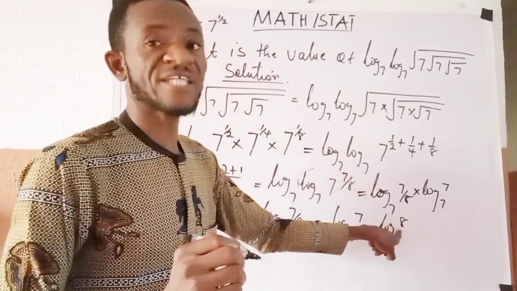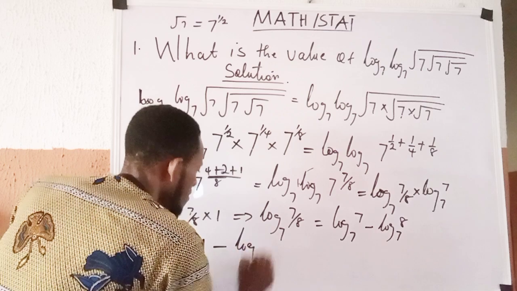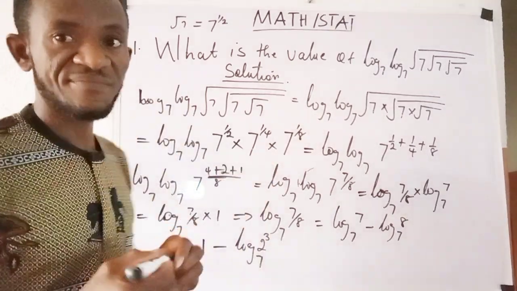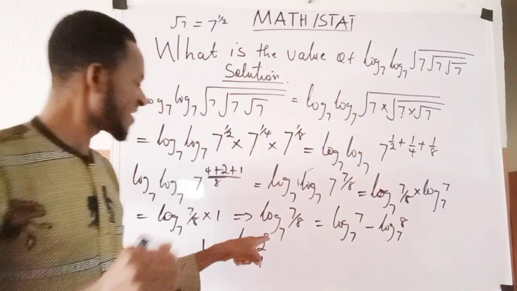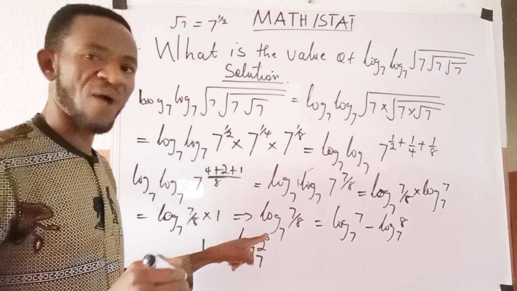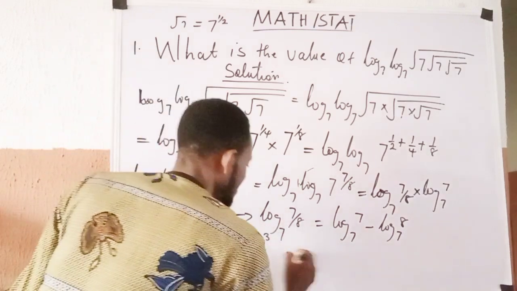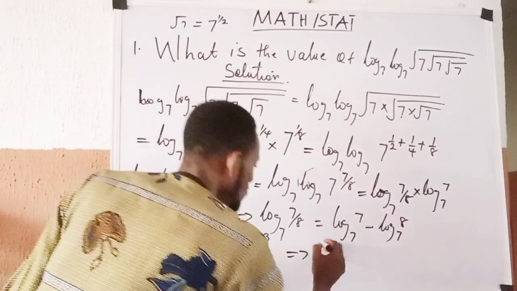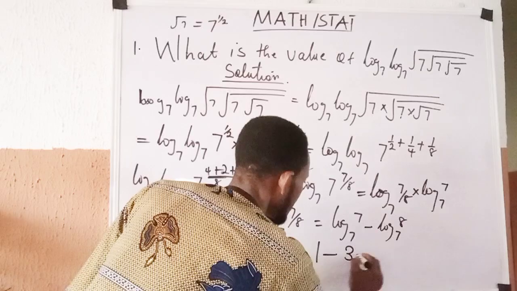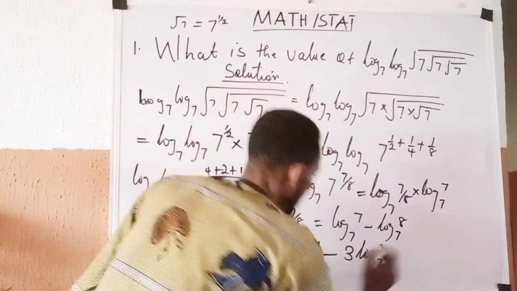This my 8 can be expressed as 2 raised to power what? 3. So I have log of 2 raised to power 3 base 7. And then you now find out that this thing is a power. So, whenever a log of a number is raised to a power, that power is used to multiply the what? The log. And this implies, what I have here is what? 1 minus. When this 3 comes down, it becomes what? 3 log of what? 2 base 7.